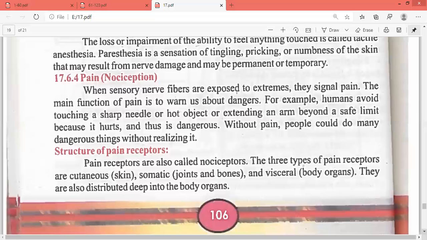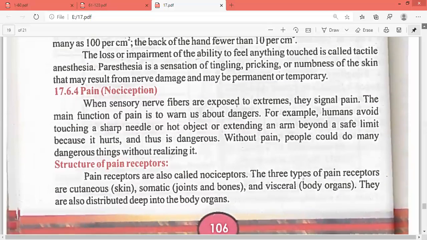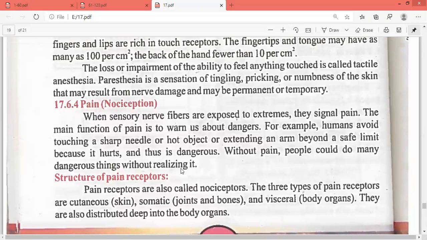Okay, so the next is the pain receptors or nociceptors. When the sensory nerve fibers are exposed to extremes, they signal pain.